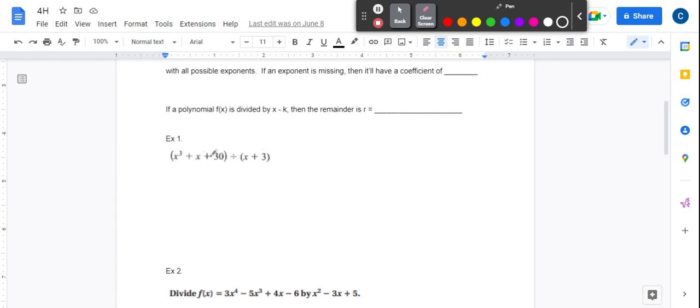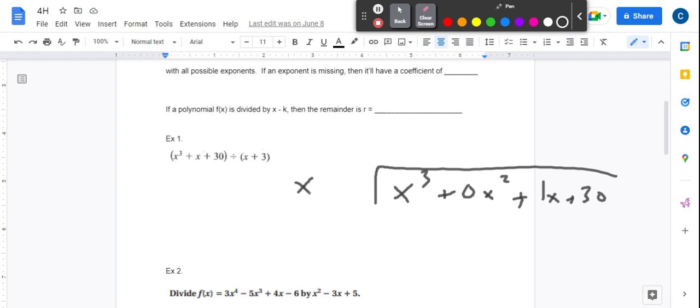Okay, so we have x cubed plus x plus 30 divided by x plus 3. Again, we need to have all of our x terms. So we have an x cubed, a 0x squared, an x, and a 30. Okay, so we need to rewrite this as x cubed plus 0x squared plus 1x plus 30. And we're going to divide it by x plus 3. Okay, so we're looking at our first terms here, x to x cubed. Okay, x cubed divided by x is x squared.